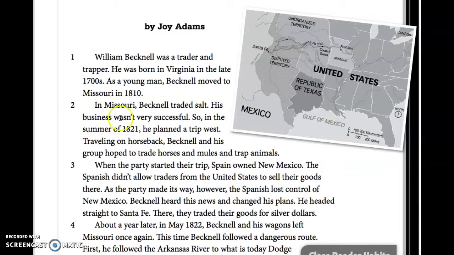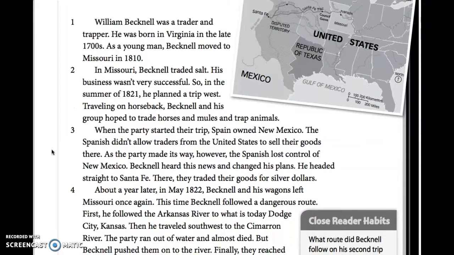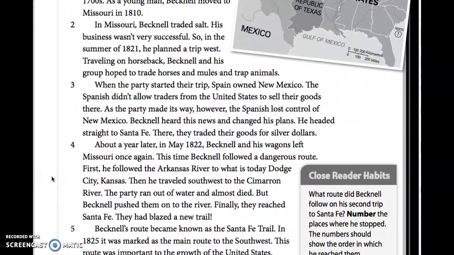So in the summer of 1821, he planned a trip west. Traveling on horseback, Becknell and his group hoped to trade horses and mules and trap animals. When the party started their trip, Spain owned New Mexico. The Spanish didn't allow traders from the United States to sell their goods there. As the party made its way, however, the Spanish lost control of New Mexico. Becknell heard this news and changed his plans. He headed straight to Santa Fe. There they traded their goods for silver dollars.